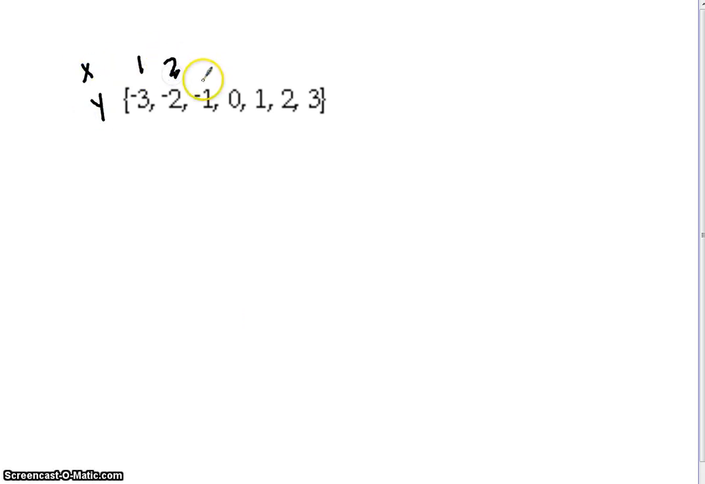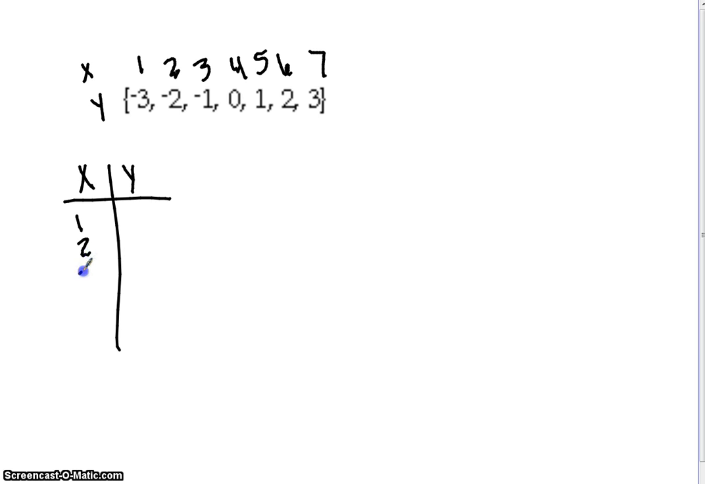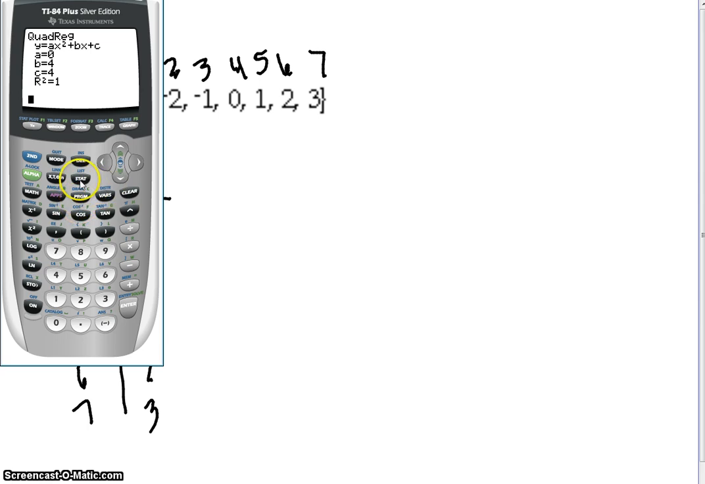X is going to be the order it is in the sequence, 1, 2, 3, 4, 5, 6, 7. Y is going to be the value. So making your table, you're going to have 1, 2, 3, 4, 5, 6, 7 and -3, -2, -1, 0, 1, 2, 3. You're going to go to Stat. You're going to put it in, except this time we got to get all the way to 7.